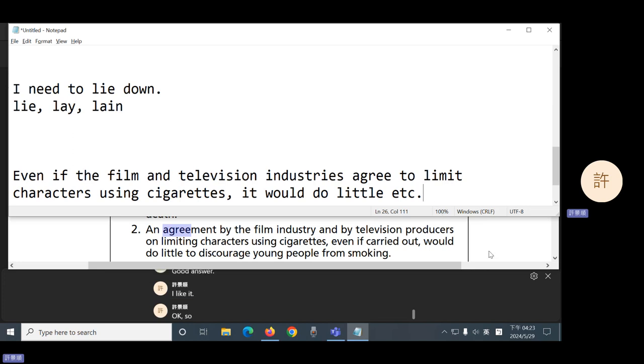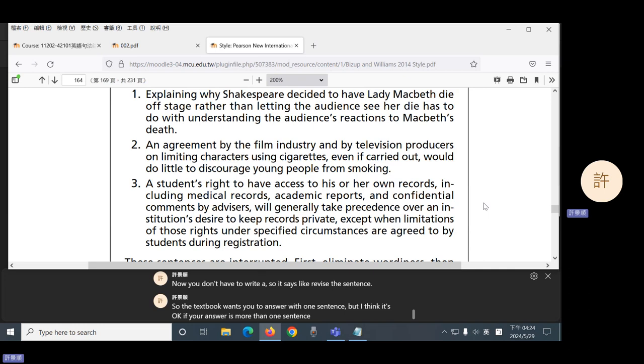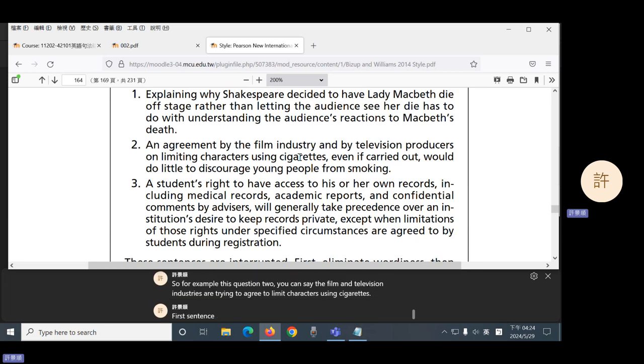Okay, so I decided I'm going to give you homework after all. Your homework is this page. Now, you don't have to write. So it says, like, revise the sentence. So the textbook wants you to answer with one sentence, but I think it's okay if your answer is more than one sentence. So for example, this question two, you can say, the film and television industries are trying to agree to limit characters using cigarettes. First sentence, second sentence. But even if they succeed, comma, it would do little to blah, blah, blah. So your answer can be two sentences if you want, or more, as many sentences as you think you need. Yeah, so your homework is page 33.